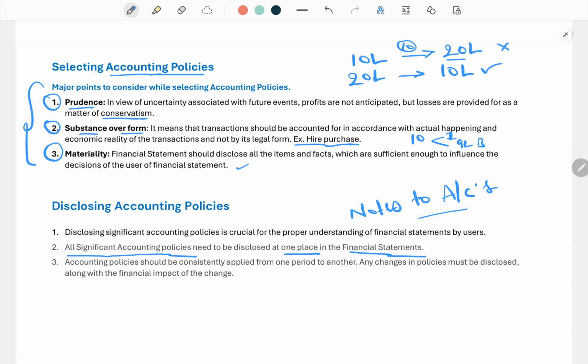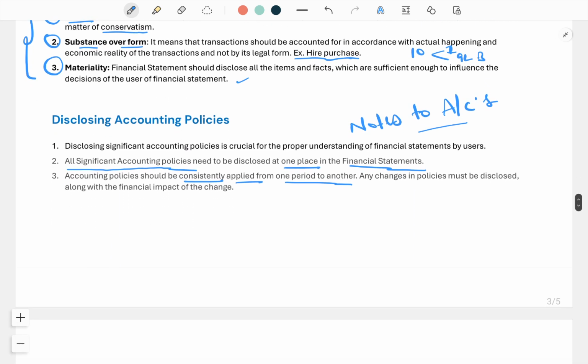And whatever policy is considered by the company should be consistently applied from one period to another period. So for example, previous year, we have followed straight line method for depreciation. We need to continue to follow straight line method in the current year also and in future years also. There should not be a change. If at all there is a change, we need to disclose the change so that the user will know that there is a change.